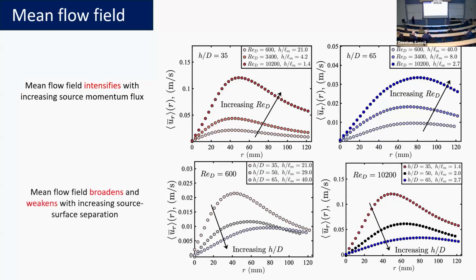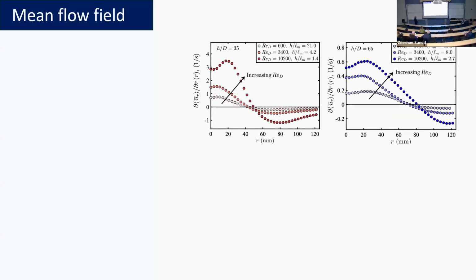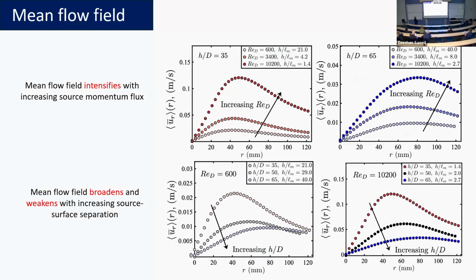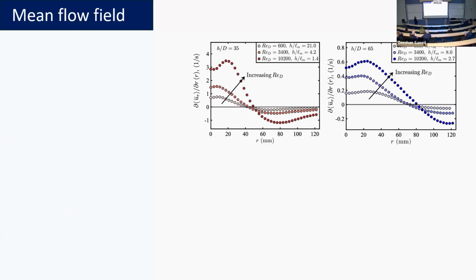And if I'm just comparing conditions with different heights but the same source velocity, I see that the mean flow field broadens and is getting weakened in terms of its magnitude, but it's also moving farther out from the region. And that region is the stagnation point that I determined and showed a few slides ago in my quick plot. If I take the radial gradients of these profiles, this is what follows.